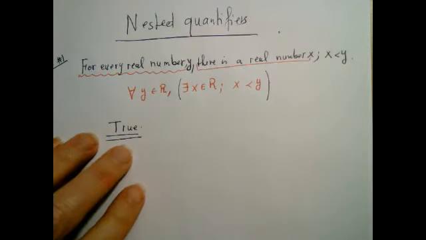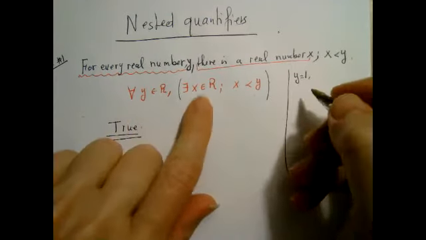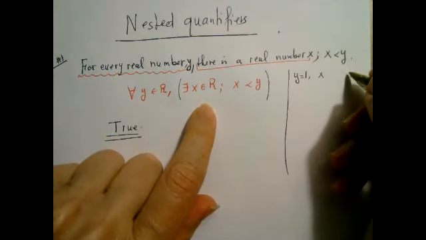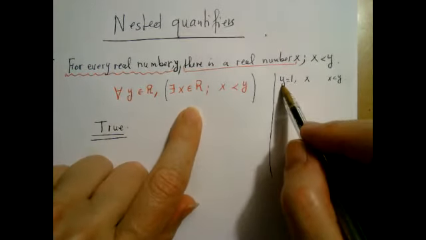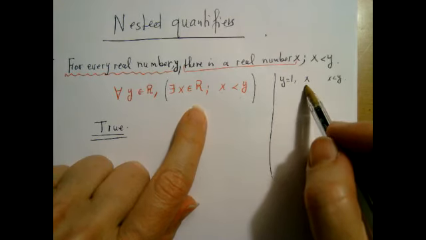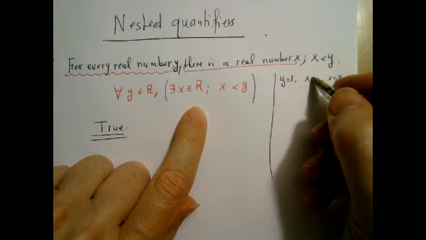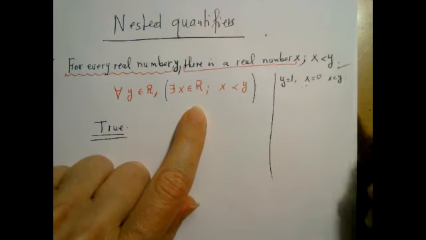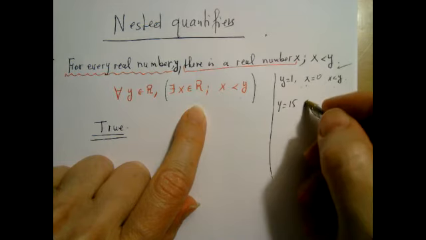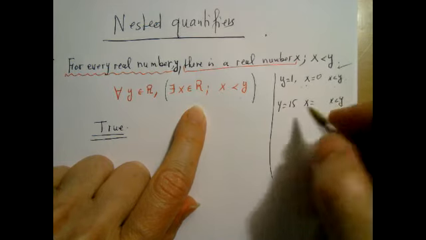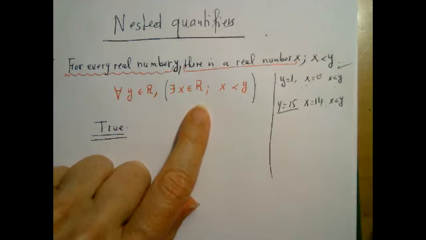Let us play the game. If I give you y equal to 1, can you give me an x that makes this property true? Very quickly. If y is 1, give me x to be 0. x is less than 1. If I take y equal 15, can you give me an x that makes x less than y? If y is 15, x equal 14.